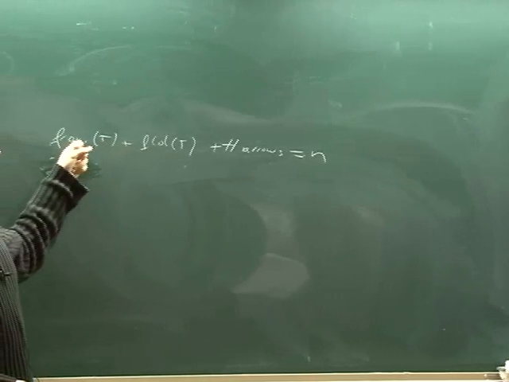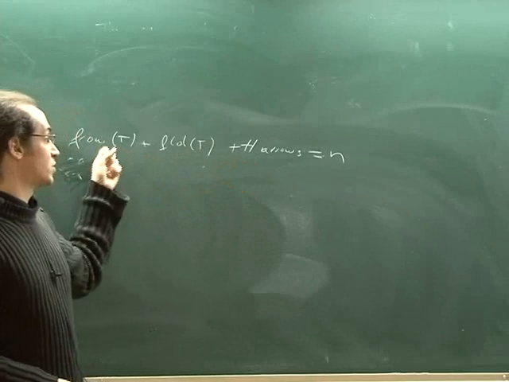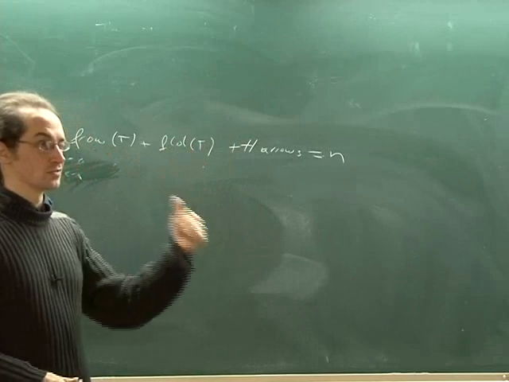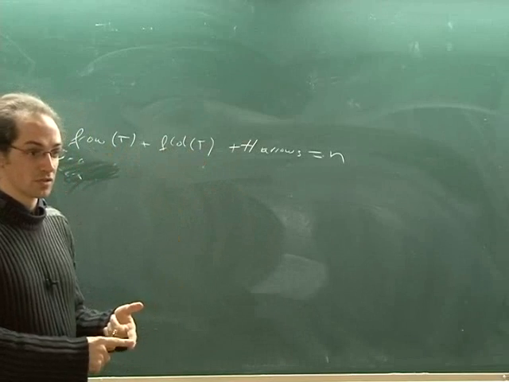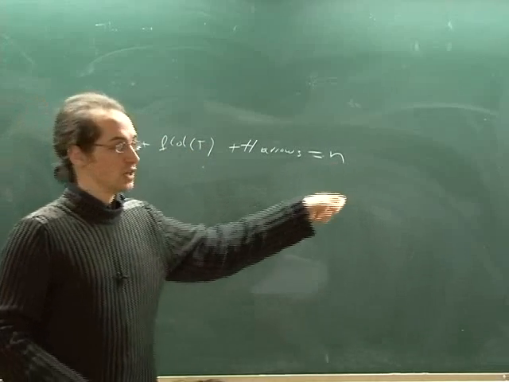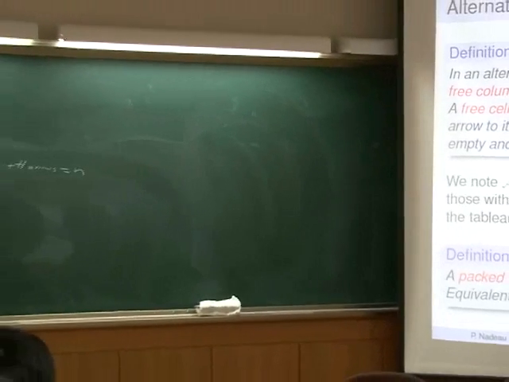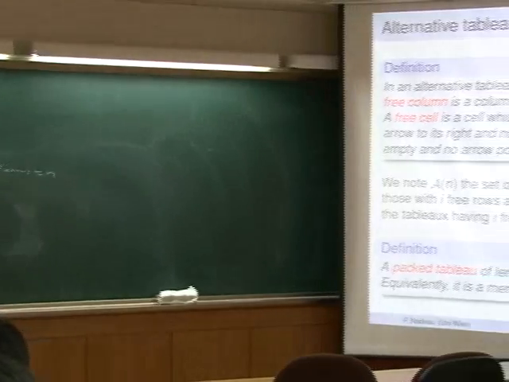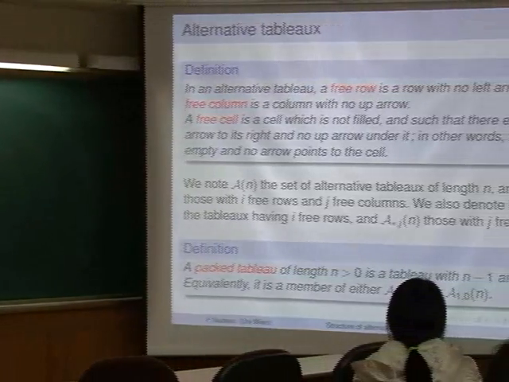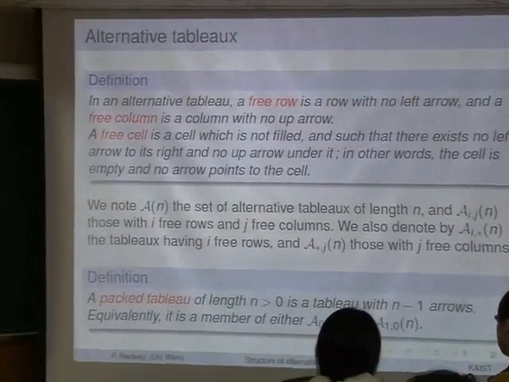So if you take the free columns plus the up arrows plus free rows plus the left arrows, it gives you number of columns plus number of rows. So it gives you exactly the total number. So that's why here, if you have n-1 arrows, the only possibility is that this sum is 1. Okay? n-1. So it means that you have either one free column and 0 free row, or one free row and 0 free column. Is this clear?